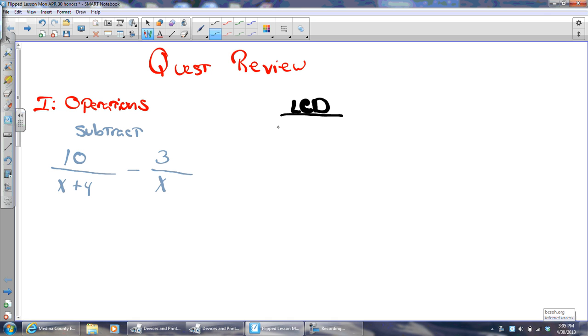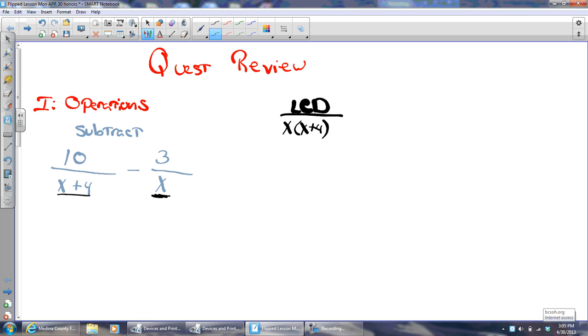And I'm going to think what numbers need to be in my least common denominator. Well, I know I'm going to need an x, and that's going to take care of this one. It's not going to take care of the other because that's not an x. That's 4 more than x, as Daniel likes to say, or an x plus 4, as a lot of you like to say. So I'm going to need an x plus 4 in my LCD.